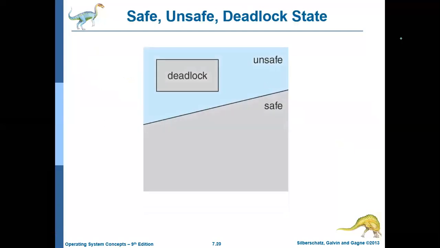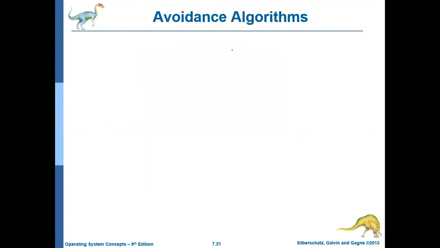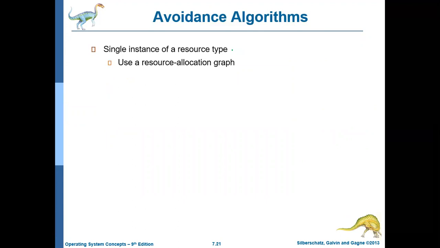So this diagram clarifies the thing. If the system is in the safe state, then there is no deadlock. In the unsafe state, every unsafe state is not a deadlock state. Say for example, these are not deadlock states, but deadlock is an unsafe state. Every unsafe state is not a deadlock, but a deadlock is an unsafe state. Okay, so that's the point.